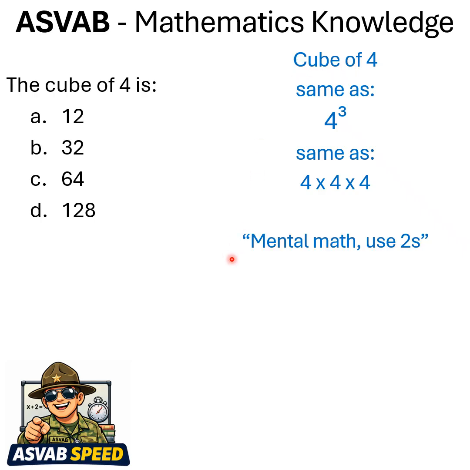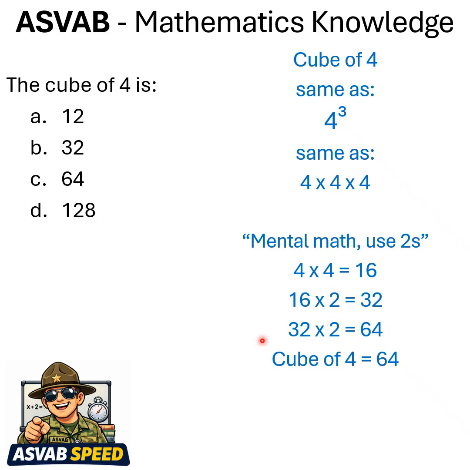And to help with mental math, I like to use twos. What does that mean? 4 times 4 equals 16. That's easy enough. And then 16 times 2 is 32. 32 times 2 is 64. So 4 times 4 times 4 is 64. C, 64 is your answer.